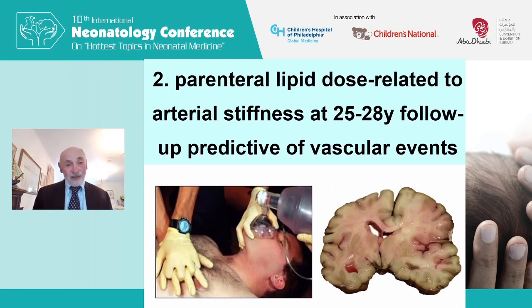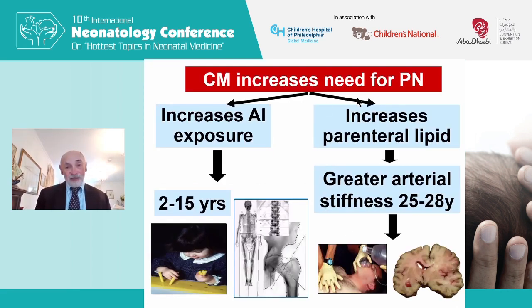Now, if you have an increase in parenteral nutrition, you're likely to have an increase in parenteral lipid. And parenteral lipid is dose-related, we found, to arterial stiffness at our 25 to 28-year follow-up. And at that stage, arterial stiffness is highly predictive of an increased risk of major cardiovascular events, notably a heart attack or a stroke. So cow's milk increases the need for parenteral nutrition. That, in these examples, increases aluminum and parenteral lipid exposure with some rather major adverse long-term outcomes.